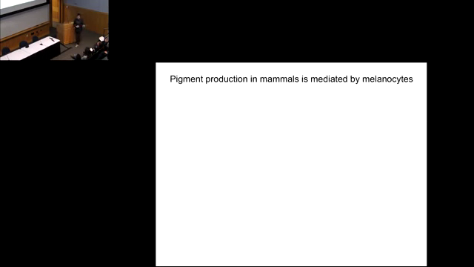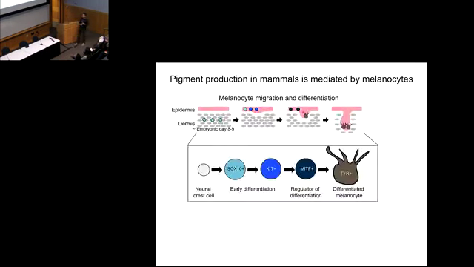But before I go on, let me just give you a brief overview of the way in which mammals produce their pigments. So mammals have this very specialized cell type called melanocytes. Melanocytes have to migrate and then differentiate in order to produce pigment. And so I'll spend some time talking about that because it's going to be relevant for the rest of the talk. They migrate from this specialized region called the neural crest.